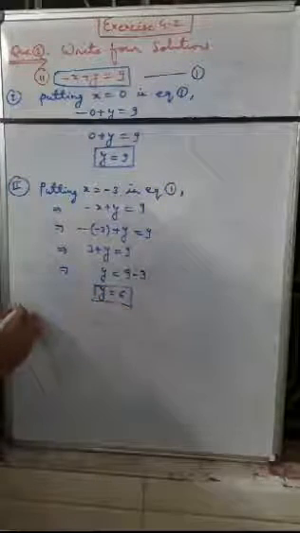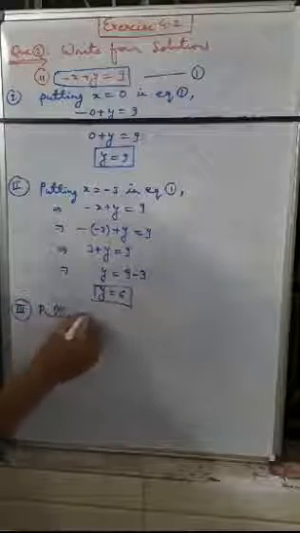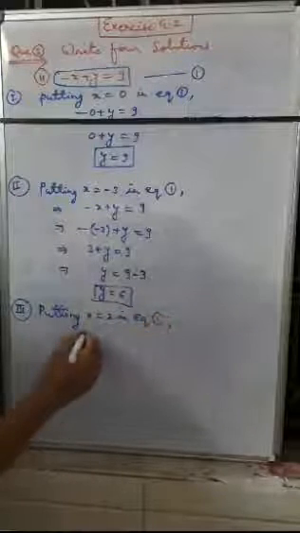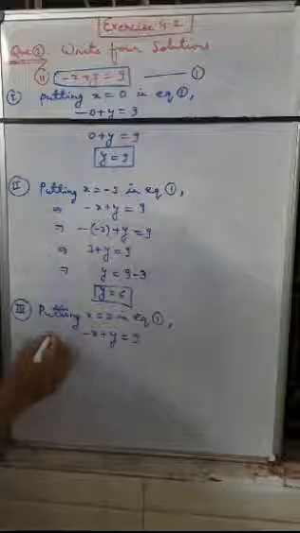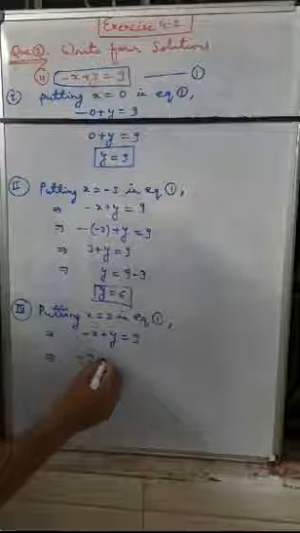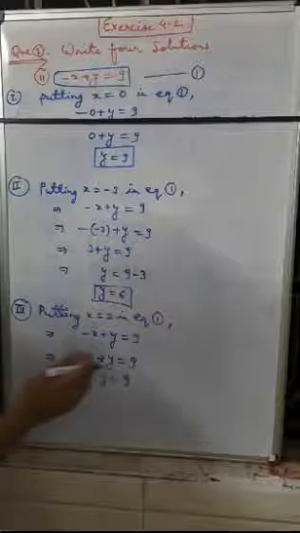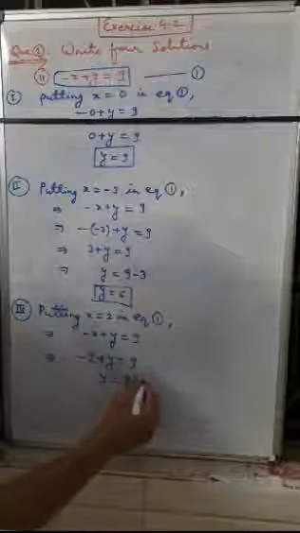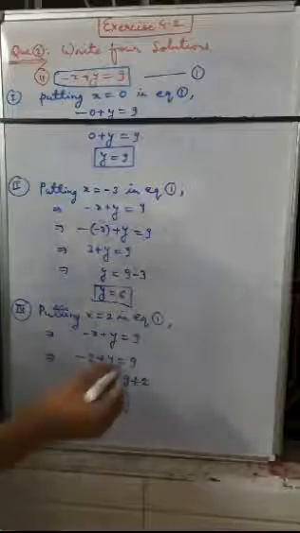Similarly, we can solve the third solution, putting x is equal to 2 in equation 1. So we get again the equation -x plus y is equal to 9. In place of x we are putting 2, so -2 plus y is equal to 9. So y is equal to 9, and transferring -2 to the right hand side, that will become plus 2. So 9 plus 2 is 11. That means it is the third solution.